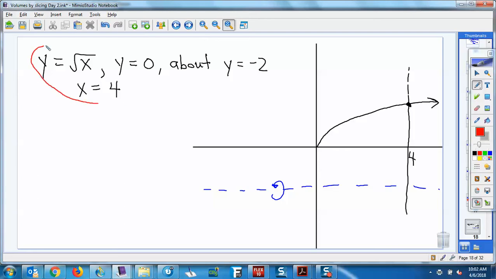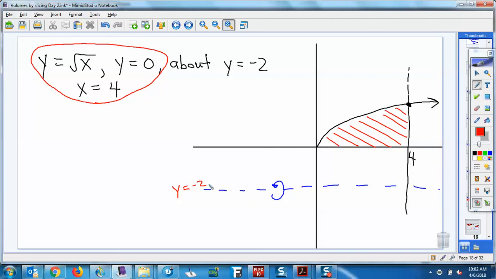So here would be the directions. The directions would describe your region. So the directions would say, okay, let region R be bounded by y equals square root of x, y equals 0, which is the x-axis, and x equals 4. Okay? So that would give us this red region right here, bounded by those three pieces. So you need to be able to draw these. Then it would say, find the volume of the solid when that region is revolved around the line y equals -2.